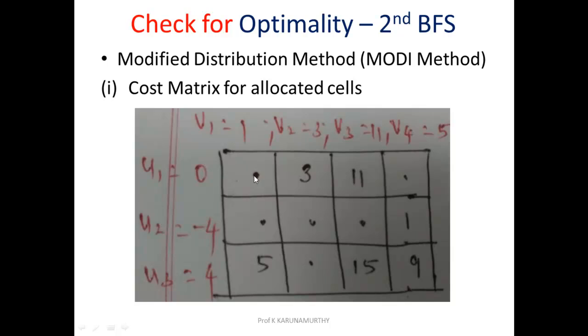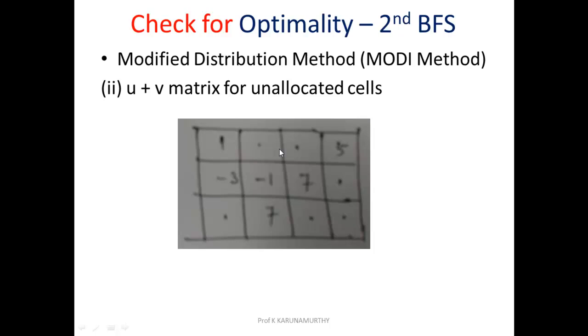Unallocated cells are these dotted ones. Now we are going to write the values for these dotted cells. For this cell, 1 plus 0, I will be writing it here as 1, and 1 plus minus 4, that is minus 3, I will be writing it here. For the unallocated cells I am going to write the U plus V matrix. So this is the U plus V matrix for unallocated cells. This we have written. Then the next step is the cell evaluation matrix.